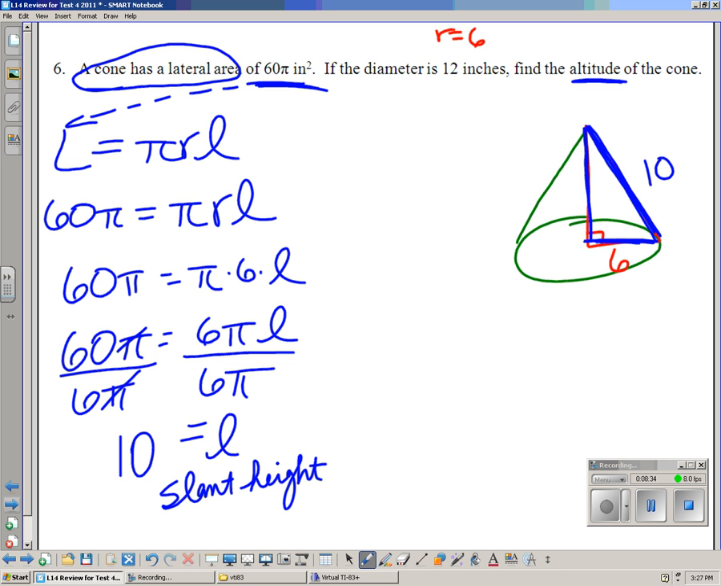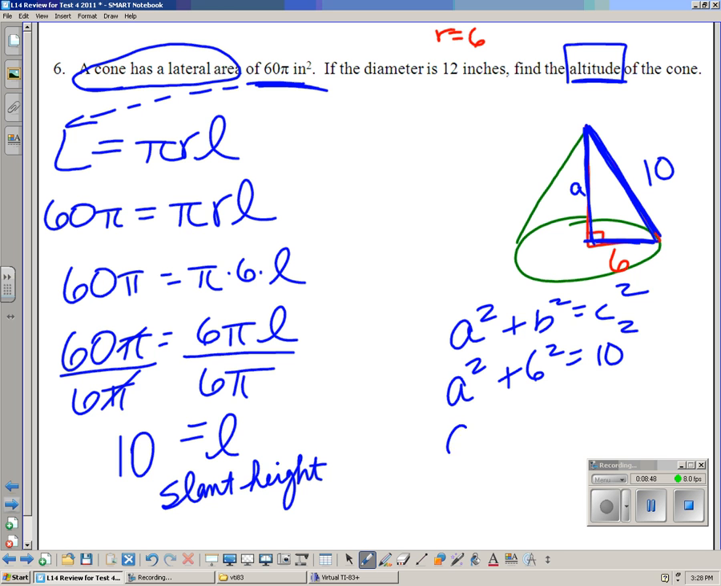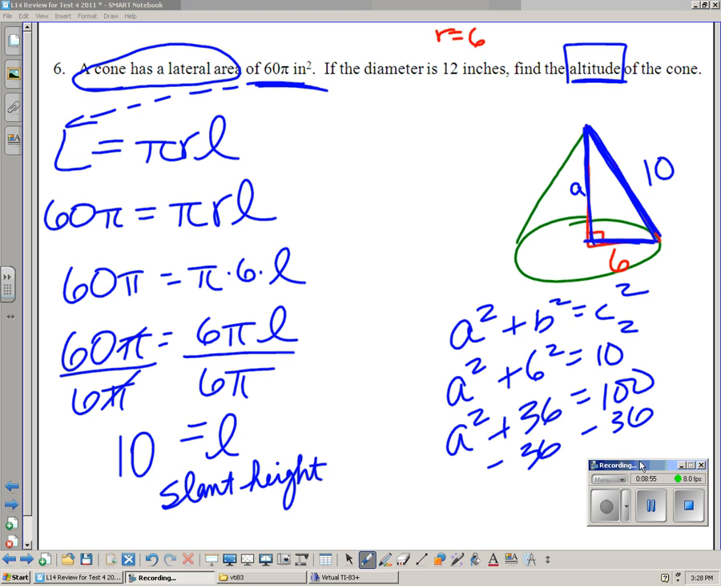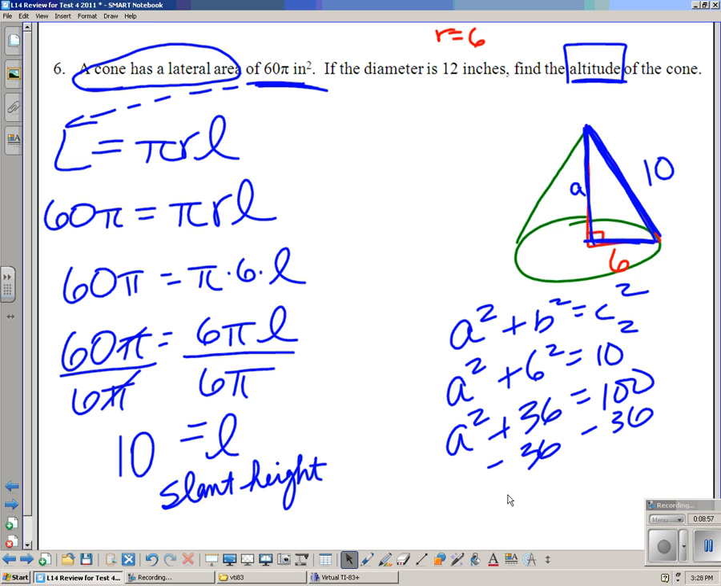6 is the radius. We were asked to find the altitude, A. So we have the right triangle in the cone. Proceed to the Pythagorean theorem. A squared plus B squared equals C squared. A squared plus 6 squared equals 10 squared. A squared plus 36 equals 100. Subtracting 36, we would get A squared is 64. Taking the square root, the altitude is 8, and it would be measured in inches. Final answer.